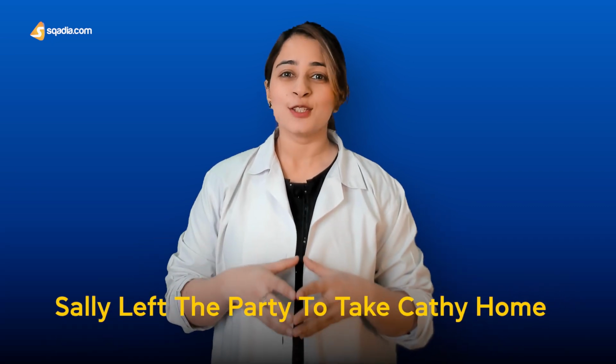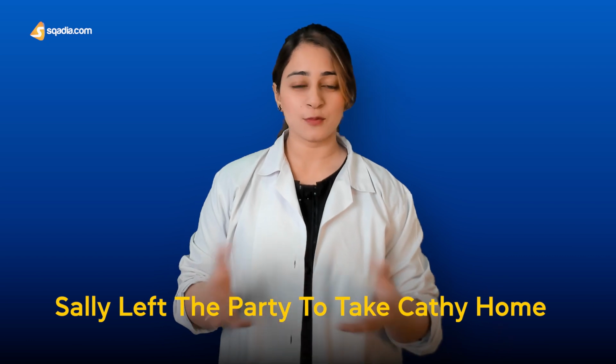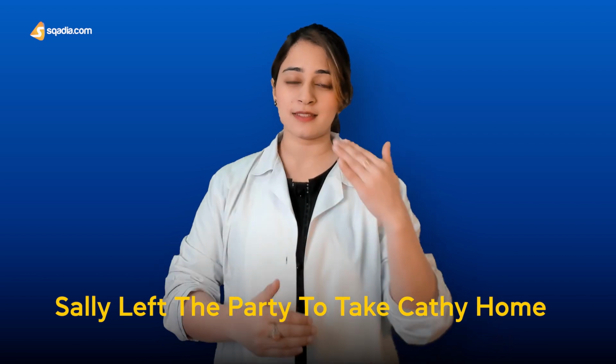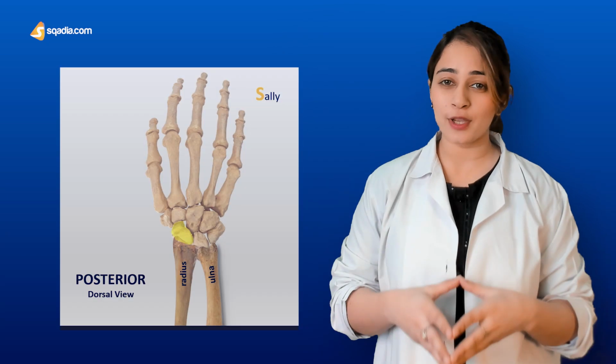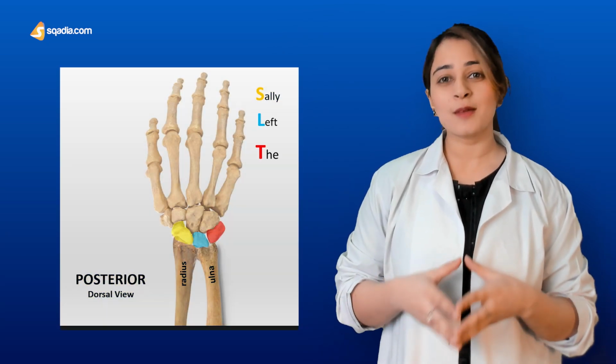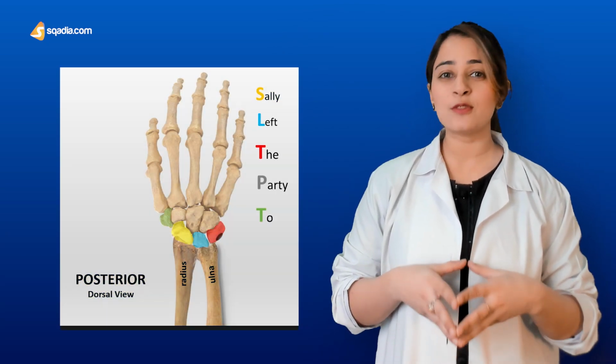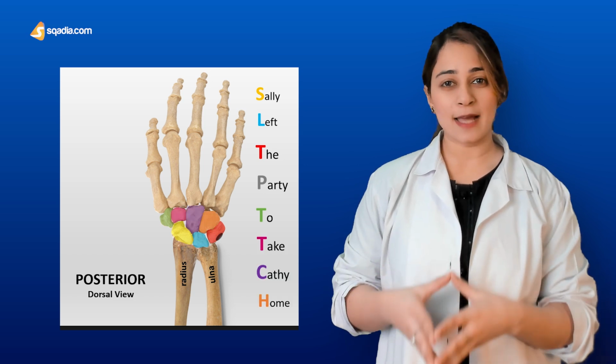So the mnemonic we have is "Sally left the party to take Kathy home", which we all know is the sequence of the bones: the scaphoid, lunate, triquetrum, pisiform, trapezium, trapezoid, capitate and hamate.